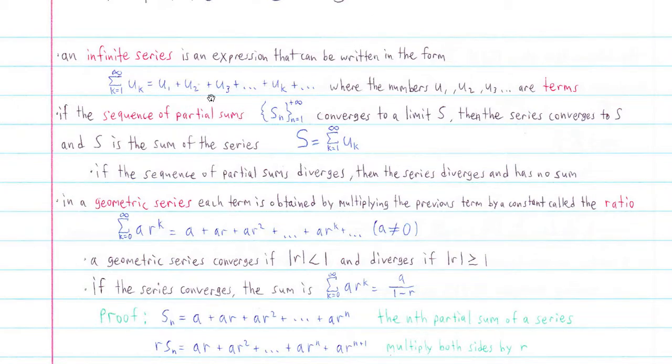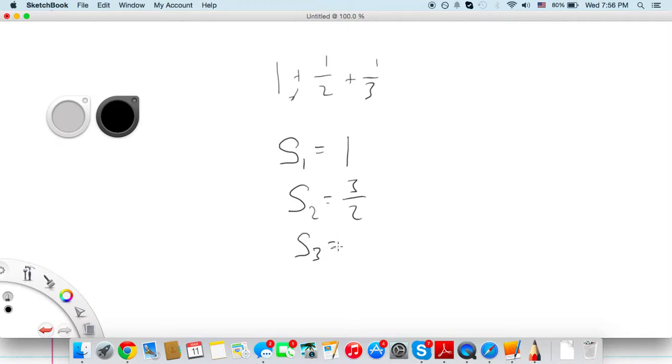So we can test this using partial sums, and the nth partial sum of a series is just the sum of the first n terms. For example, if we had this series, then the first partial sum would be just the first term, 1, and then the second partial sum would be the first two terms added up, or 3 halves, and the third partial sum would be the first 3 terms, which would be 11/6.